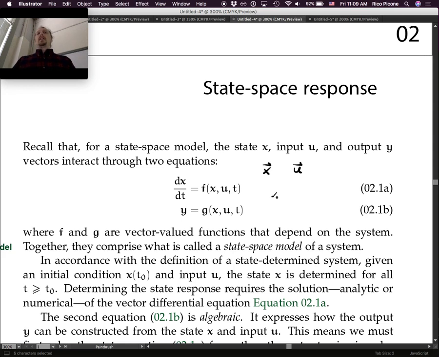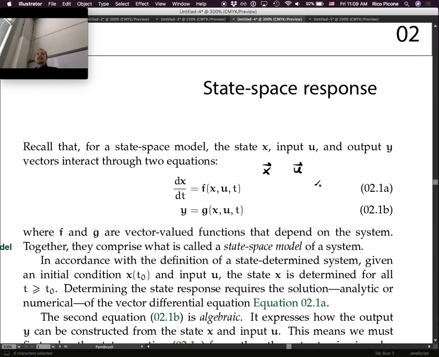U is the input vector, so that's going to have things like a voltage source, like a battery, something like that, connected to the circuit. That would be an external input to a circuit. Or perhaps a force on a mass, some external force, would be an input as well. So those variables would show up in the U vector.